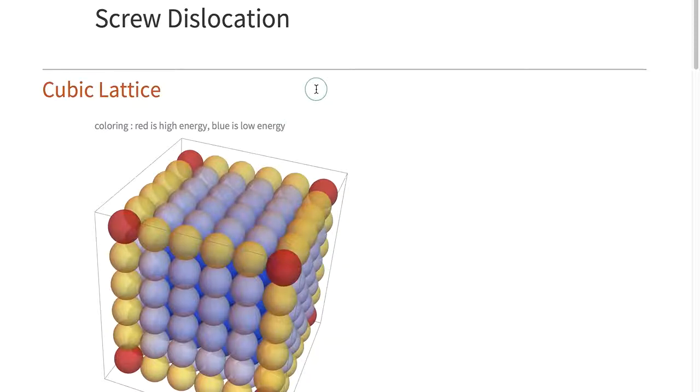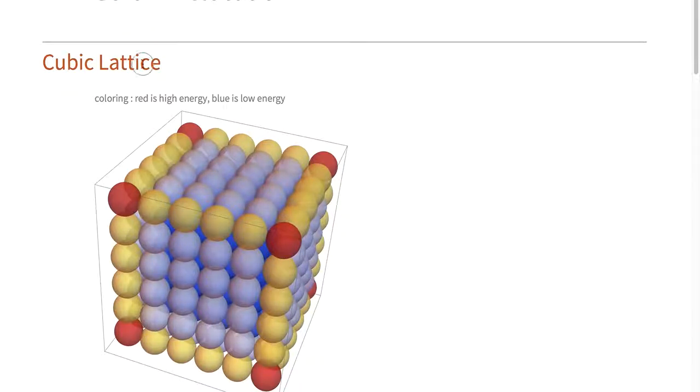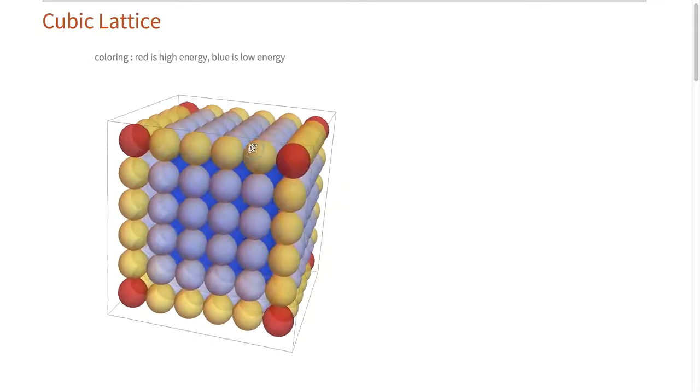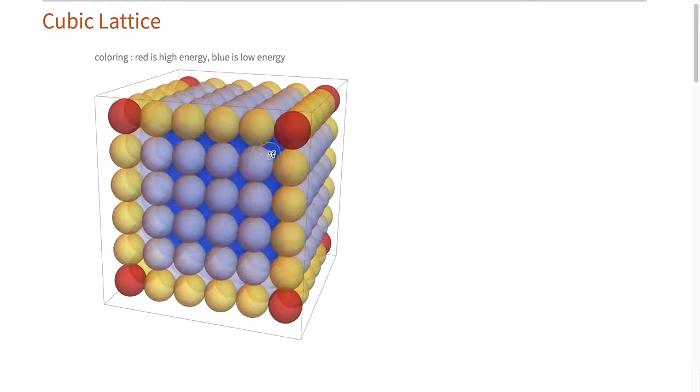Now that we've had a taste of how you can color atoms to indicate energies, let's move on to the good stuff, screw dislocations. First, here's a cubic lattice. Like with the 2D lattice, there's a surface energy. This higher surface energy can make it difficult to see how the screw dislocation changes energies of atoms in the lattice. So what I'm going to do is only visualize the inner atoms, excluding the surface ones.